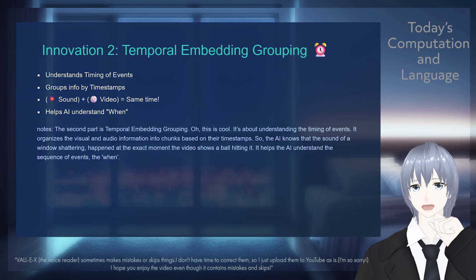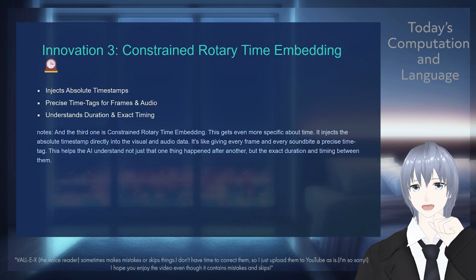The second part is temporal embedding grouping. This is cool. It's about understanding the timing of events. It organizes the visual and audio information into chunks based on their timestamps. So the AI knows that the sound of a window shattering happened at the exact moment the video shows a ball hitting it. That helps the AI understand the sequence of events, the when.